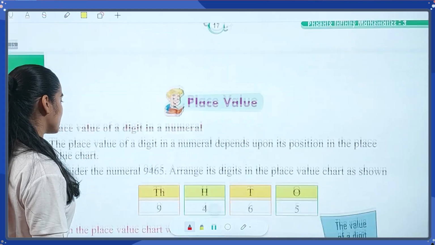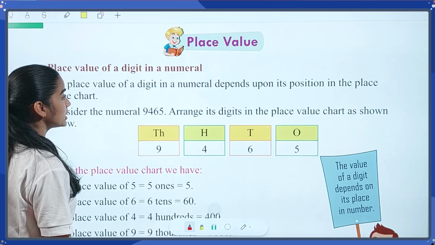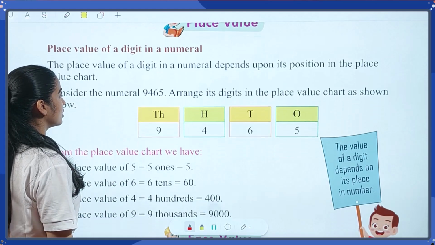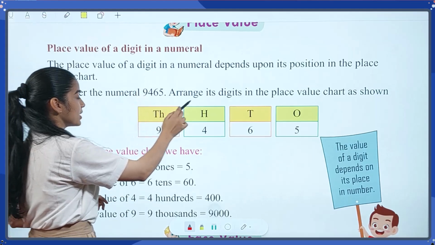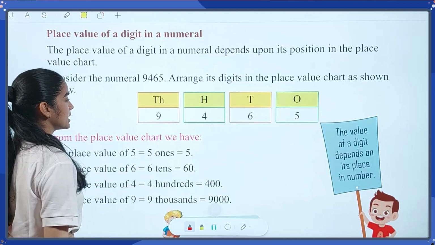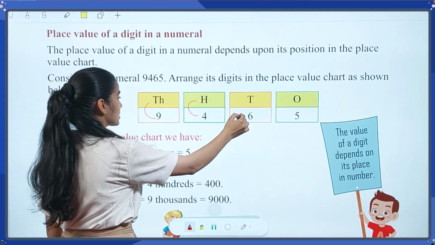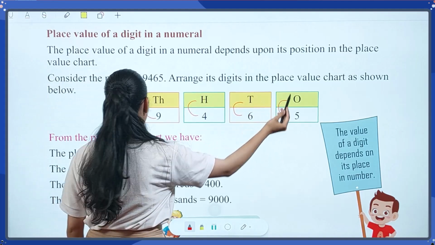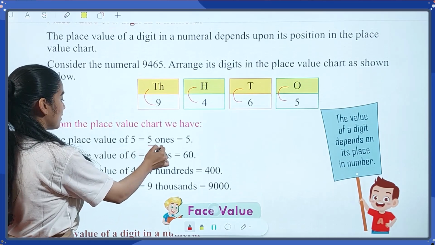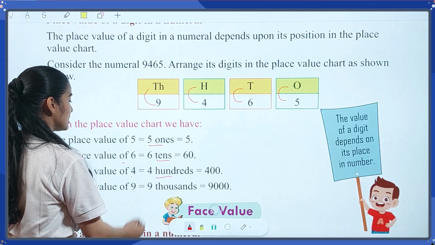Next we have place value. Place value of a digit in a numeral. The place value of a digit in a numeral depends upon its position in the place value chart. Consider the numeral 9465. Arrange its digits in the place value chart as shown below. So these are the place values. We have 9,000, 400, 6 tens and 5 ones. From the place value chart, the place value of 5 is 5 ones, the place value of 6 is 6 tens, 4 is 400 and 9 is 9,000.